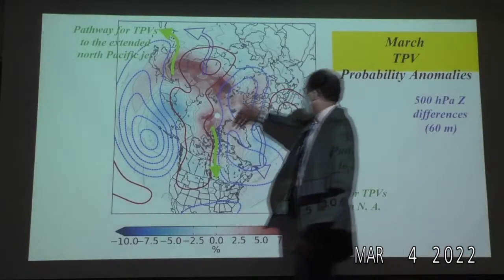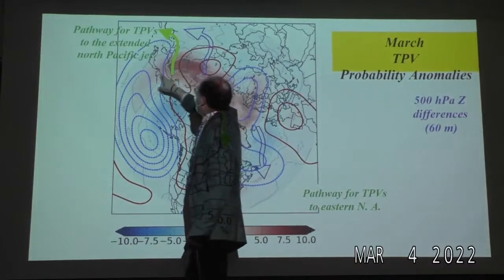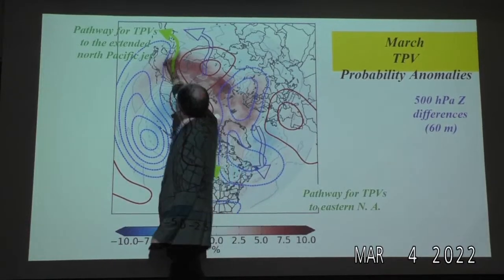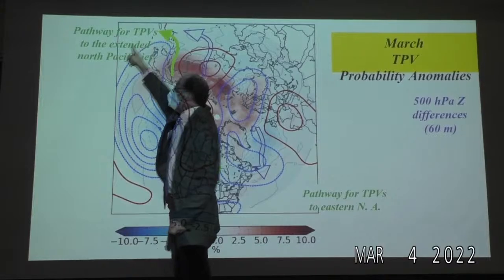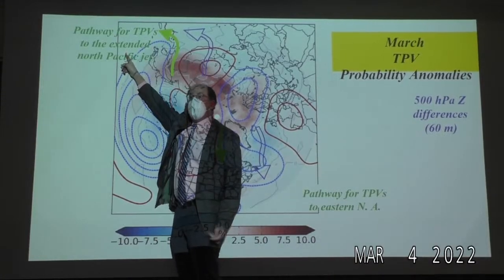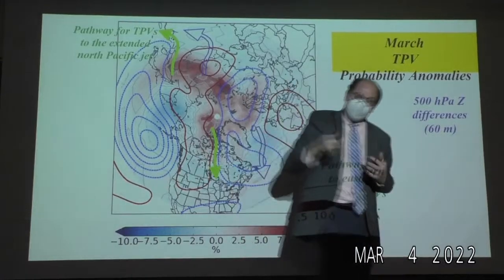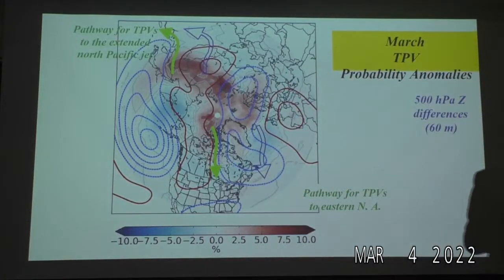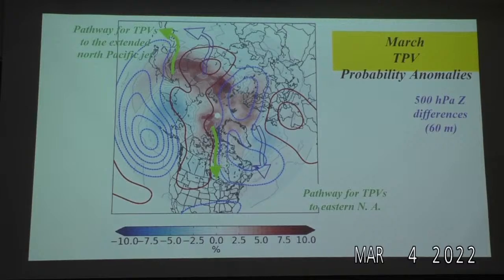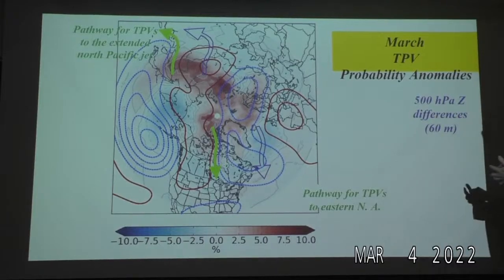Here's one of them. I don't know what happened here. This is the path. It's coming out, and where does this path lead? To the entrance of the Pacific Jet, which in stormy years is extended all the way to the coast, which means you're injecting these TPVs into the bloodstream of the circulation, preferentially in stormy years, which makes them stormy.